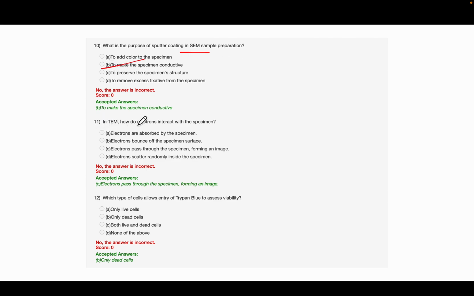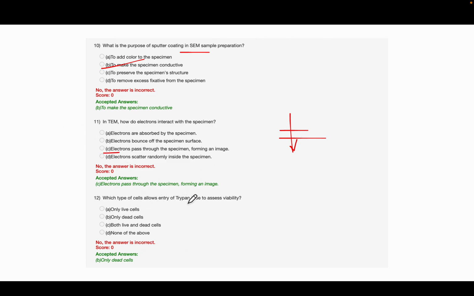In TEM, how do electrons interact with the specimen? Electrons are absorbed by the specimen, electrons bounce off the specimen surface, electrons pass through the specimen forming an image, or electrons scatter randomly inside the specimen. So electrons basically pass through the sample. So this is the sample, electrons basically pass through, okay.